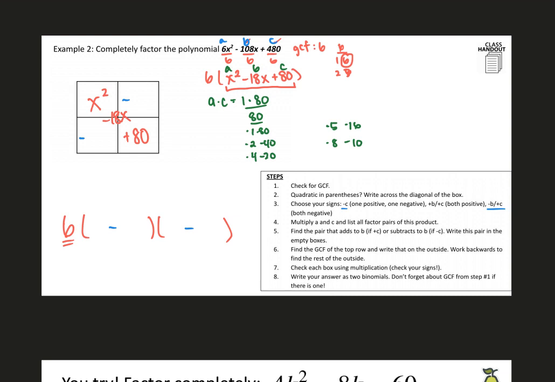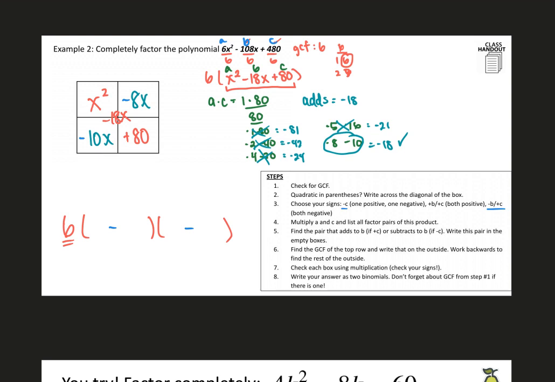Okay, we're going to find the pair that adds to make B, since we know that C is positive. So when we add these together, negative 1 and negative 80 is negative 81, so that's not it. Negative 2 and negative 40 is negative 42, so that's not it. Negative 4 and negative 20 is negative 24, so that's not it. Negative 5 and negative 16 is negative 21, so that's not it. And then we have negative 8 and negative 10 is negative 18, and that's what we're trying to make. We're trying to add to negative 18. So now we have our pair. It's going to be a negative 8 and a negative 10. So negative 8x and negative 10x.